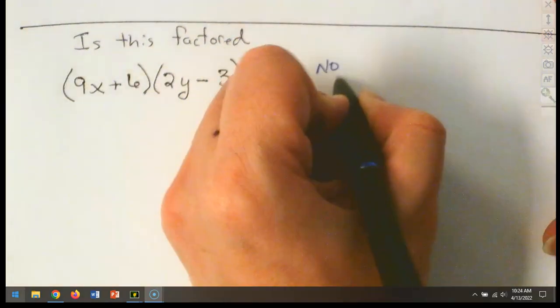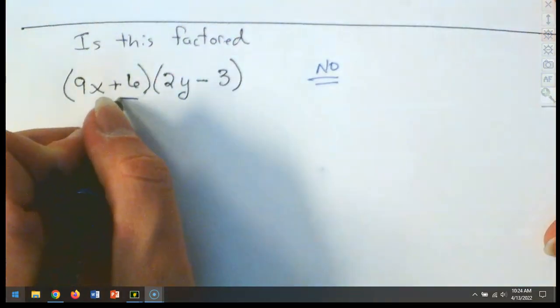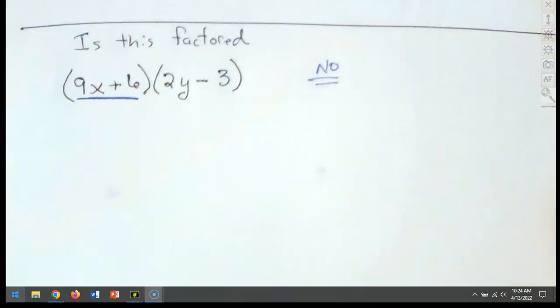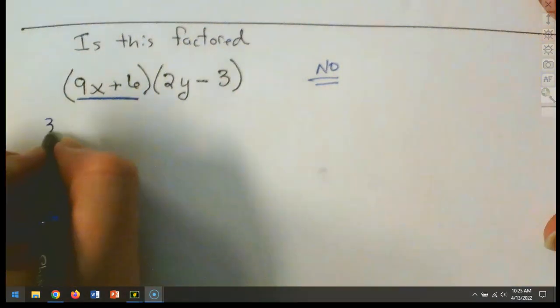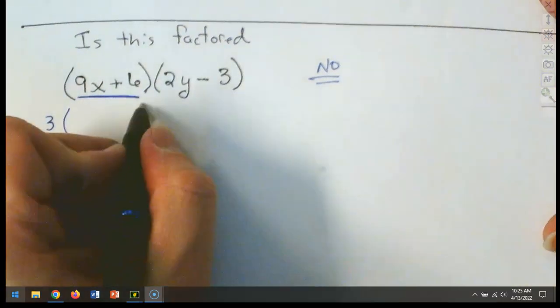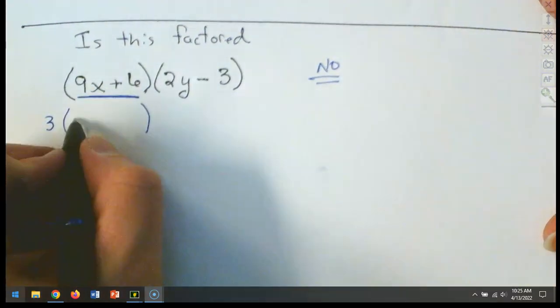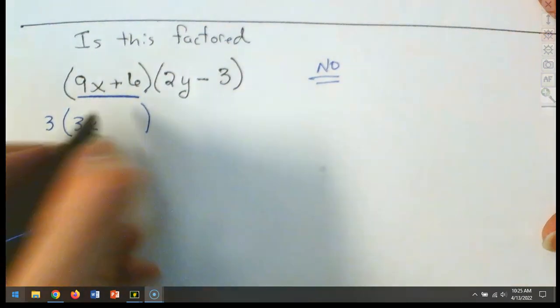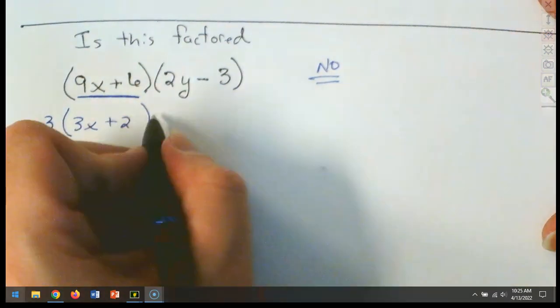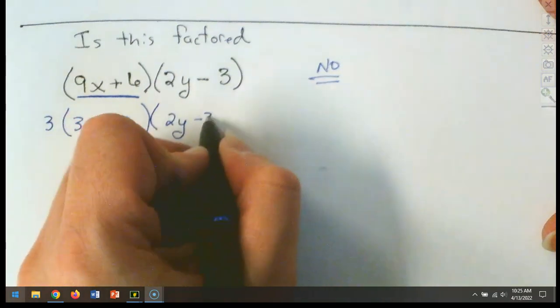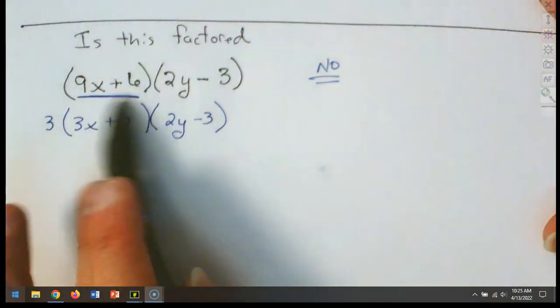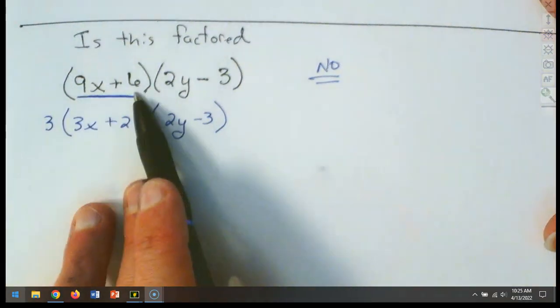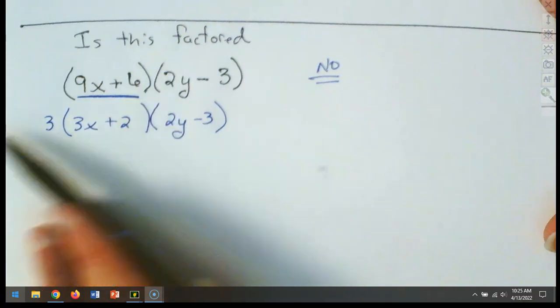So the answer for this one is no, because when we look at my first set, can something come out of this first set of parentheses here? Yes, 6 and a 9 have a what in common? A 3. So that 3 will come out. And that's going to then leave you with 9 divided by 3 is a 3x. 6 divided by 3 is a 2. And then you're left with a 2y minus 3. So this one is not completely factored because we can go a little bit further with this set of parentheses here. And whatever comes out, you just put it in front.